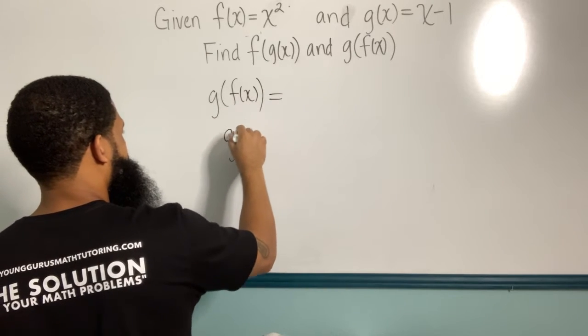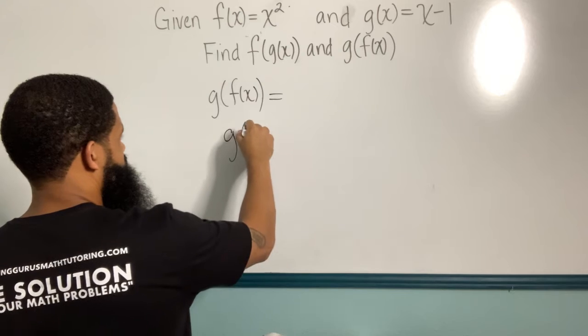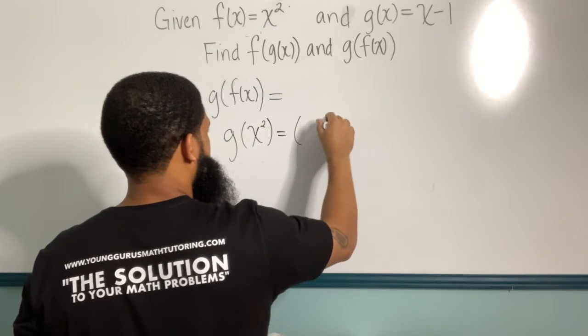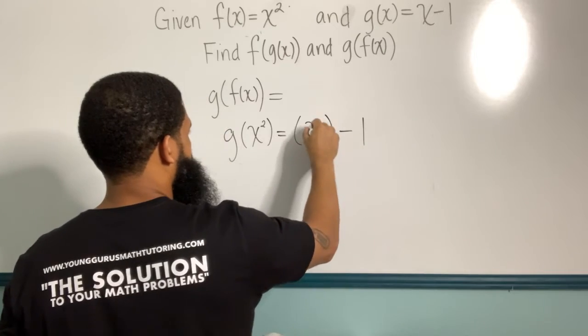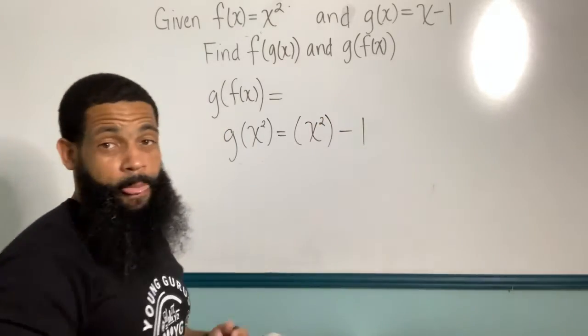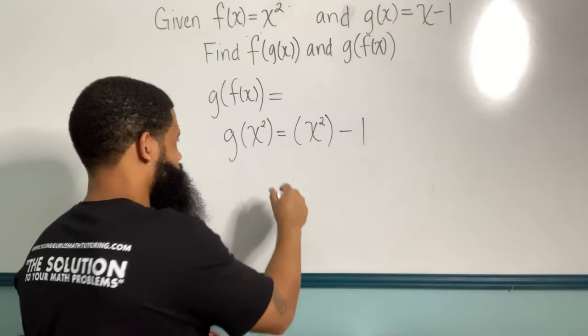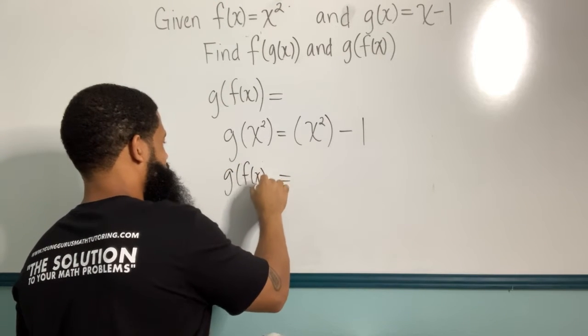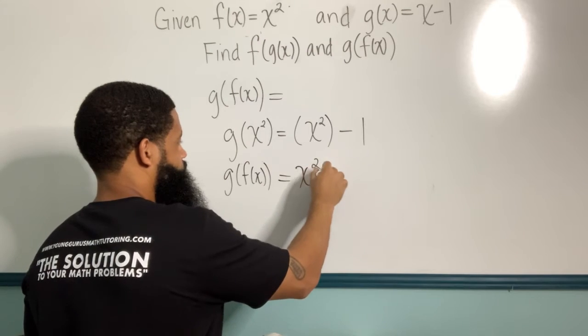All right. So that's going to be g of, what is f of x? X squared. So everywhere in the function g of x where we see an x, we're going to put x squared. So boom, x squared minus 1. Now, there's no like terms, so there's nothing to do here. So g of f of x is just x squared minus 1.